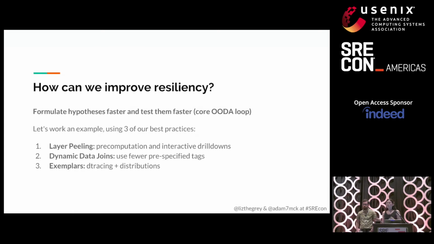And we'd like to work with you a real example and show you 3 of our best practices. So the first technique is called layer peeling, of being able to drill down to find a problem. The second technique is called dynamic data joins, of being able to test a hypothesis by finding out, even if you didn't compute it in advance and know you'd want to test that hypothesis, being able to join your data together to get the results that you need. And then finally, the technique that we'll show you is exemplars, which is a technique of bypassing the first 2 steps and jumping directly to having a hypothesis you can quickly test.